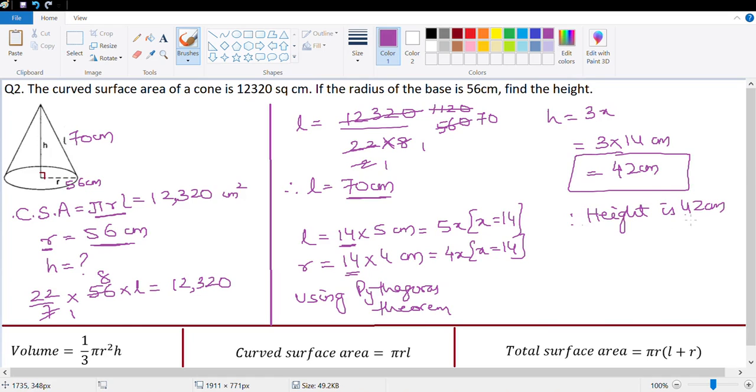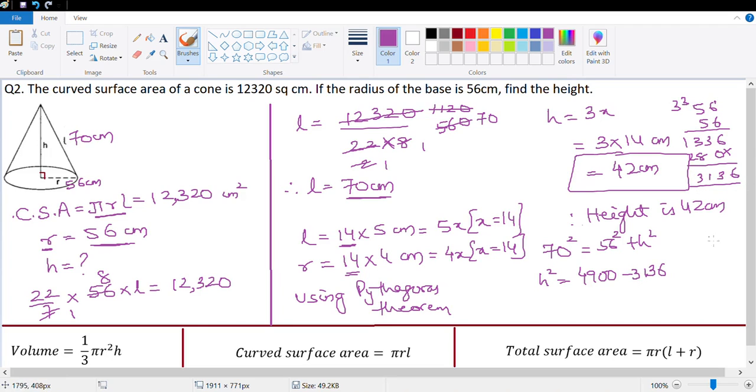In case you don't like this method, well, the other option is still available, which is 70 square is equal to 56 square plus h square, which means h square would be equal to 4900 minus 56 square. That's 6 into 6, 36, 30 and 3, 30, 33, 5 into 6, 30, 5 into 5, 25 plus 3, 28. That's 6, 3, 11, 3136. So this is minus 3136. So 4900 minus 3136. 10 minus 6, that's 4. 9 minus 3, that's 6. 8 minus 1, that's 7. And 4 minus 3, that's 1. 1764. Yeah, that's fine. So h square is equal to 1764.